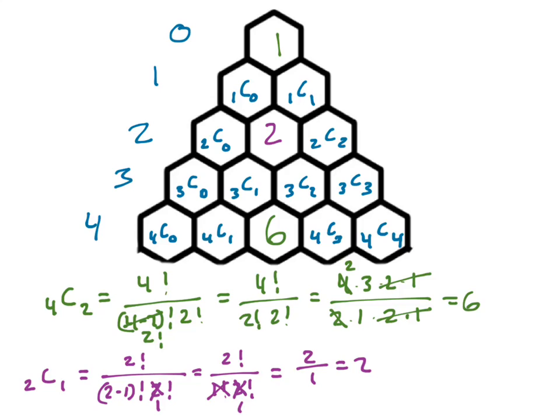Now, you can use the combinations formula right here, the choose formula, some people call it, to fill out the rest of Pascal's triangle. But there is a faster way to do it, and to do that, let me erase everything.